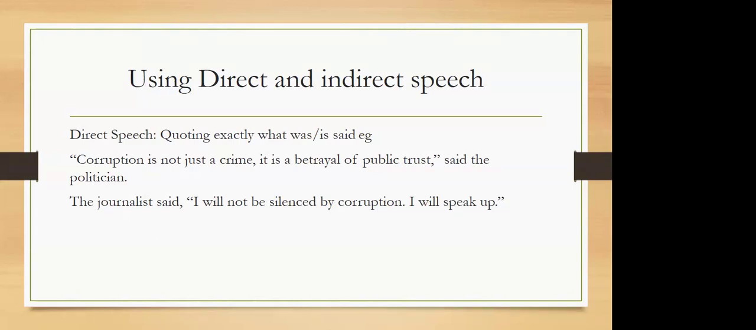I believe we are through with writing. Try to be careful with the punctuation. When you're going to report directly, it means you are saying exactly what someone said or what someone has just said, without interrupting it, without interpreting it. You simply report it the way it is, the way you see it here. What did the politician say? "Corruption is not just a crime, it is a betrayal of public trust." And how about the journalist? The journalist said, these are his actual words.